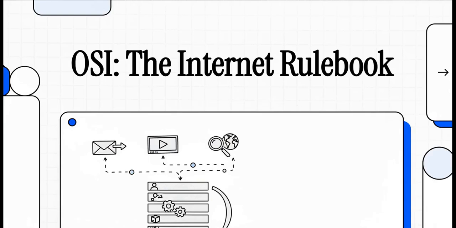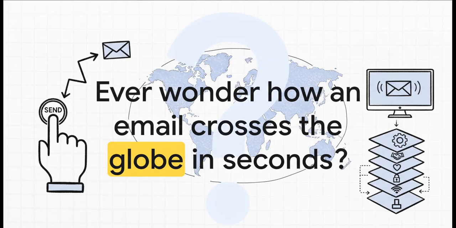You know, every single time you send an email, stream a movie, or even just browse a website, you are using a secret rulebook that makes the whole internet function. It's called the OSI model, and in this explainer, we're going to pull back the curtain and break down its 7 simple steps. I mean, really, have you ever stopped to think about it?